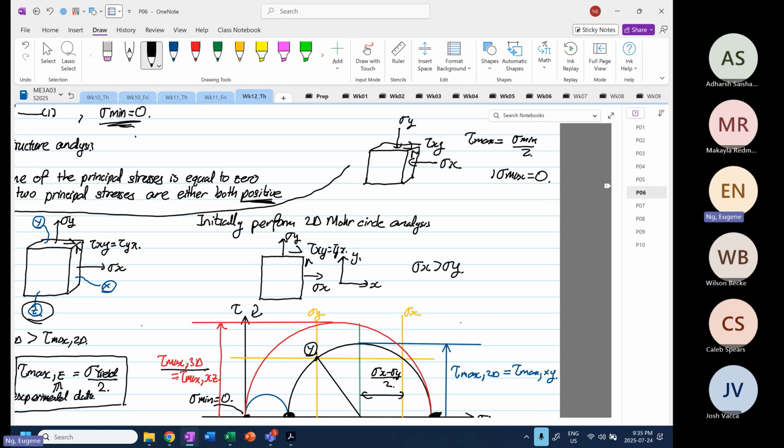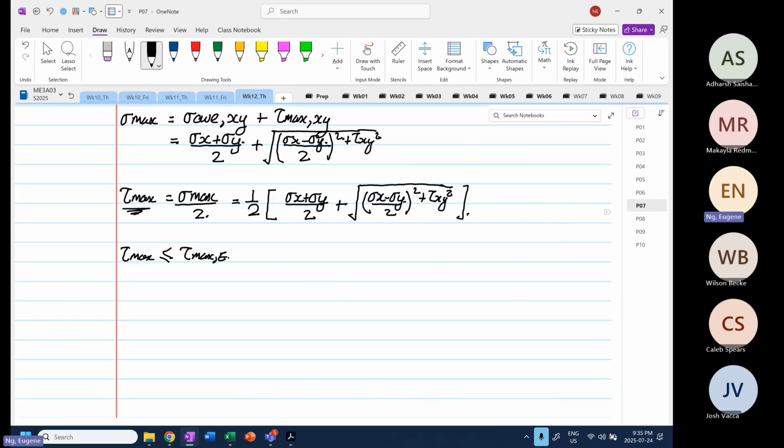Again, sometimes you use stress max, sometimes you use stress mean. But if both your normal stresses are in compression, you use stress mean, because your stress max is equal to 0. Now we are going to look into another situation.